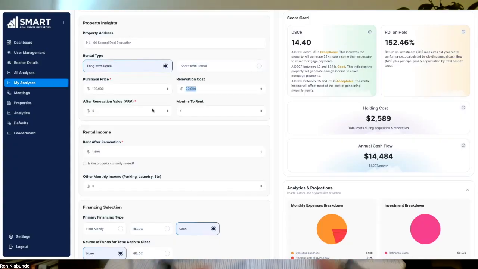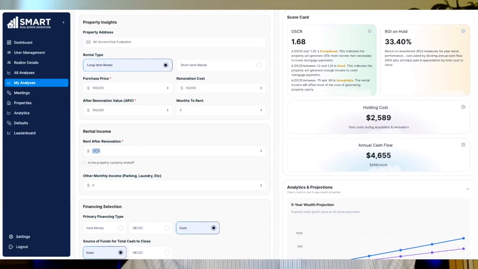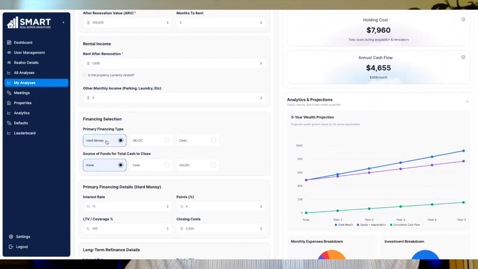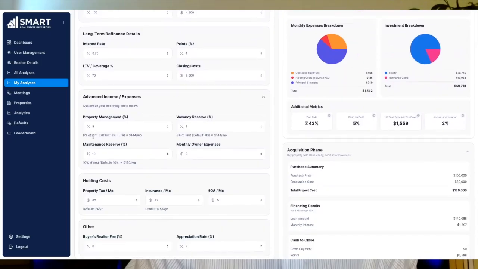You don't need to enter 50 different variables. Start with just a handful of numbers that establish the opportunity. The purchase price, estimated renovation costs, the after repair value, expected holding period, and holding costs.